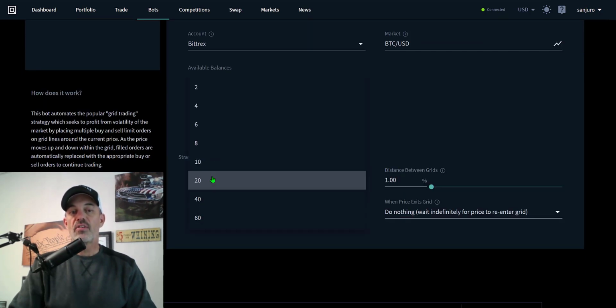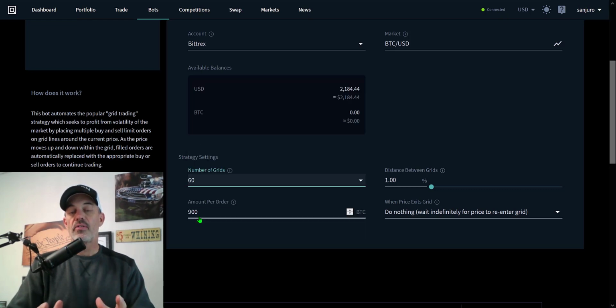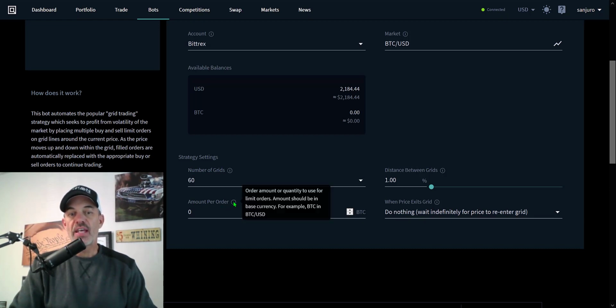And then number of grids: in the past, the max was 20. And if you go watch one of my previous videos, you'll see I put the grid bot to the test and just felt like there weren't enough grids available to really execute what I was after. They have since upgraded, and now I can go up to 60 grids, which is more in line with what I'm looking for.